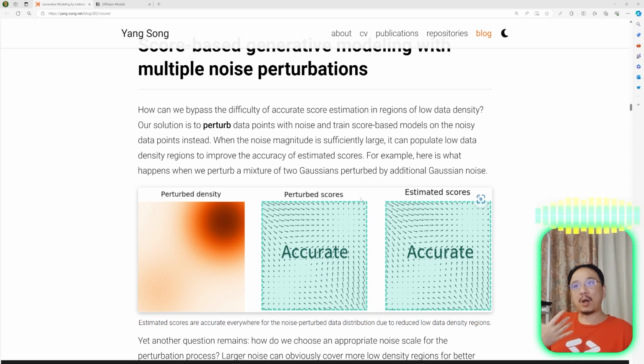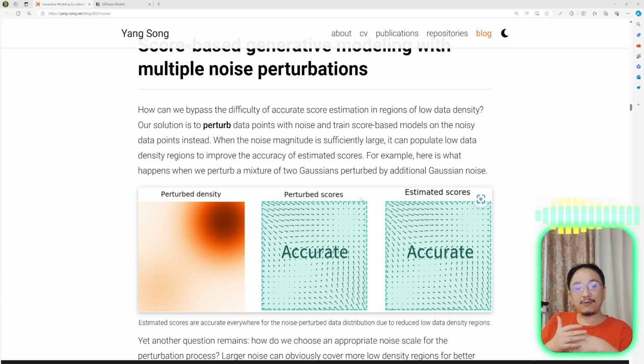But how large should the noise be? What magnitude is sufficient? If we make the noise too large, because we only converge to the score function, it only converges to the noisy data.